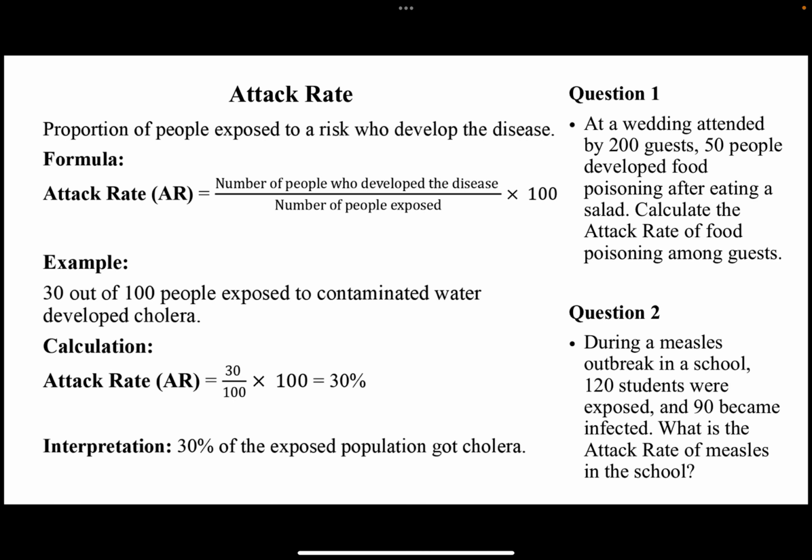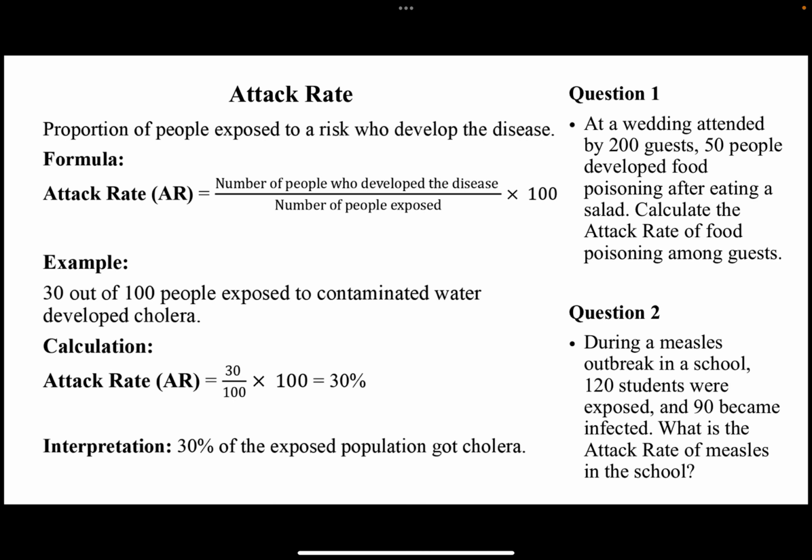A typical example: 30 out of 100 people exposed to contaminated water. So 100 people were exposed to contaminated water, and 30 of them developed cholera. What is the number of people who developed the disease? 30 people. How many people were exposed to the contaminated water? 100 people. Then you multiply by 100, you get 30%. So the interpretation is that 30% of the exposed population got cholera.